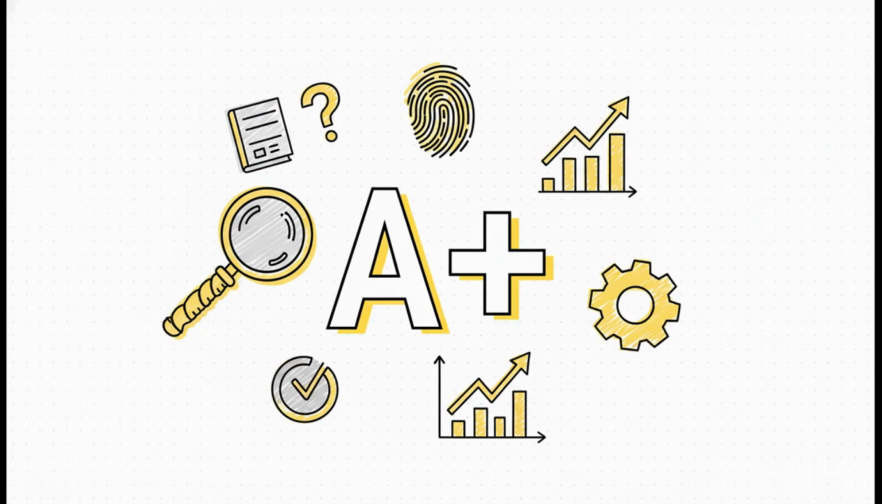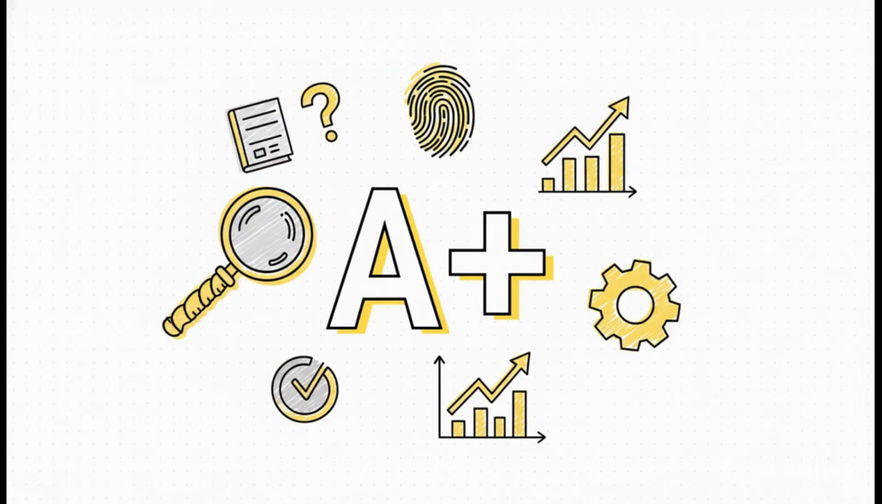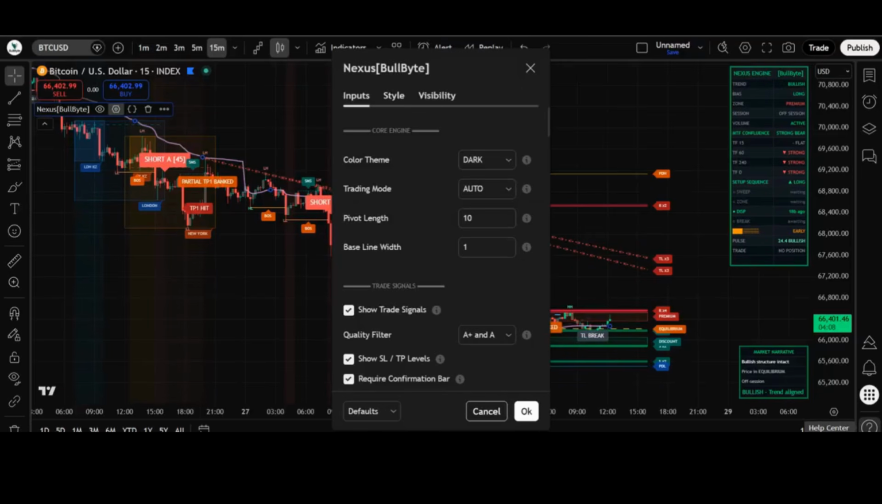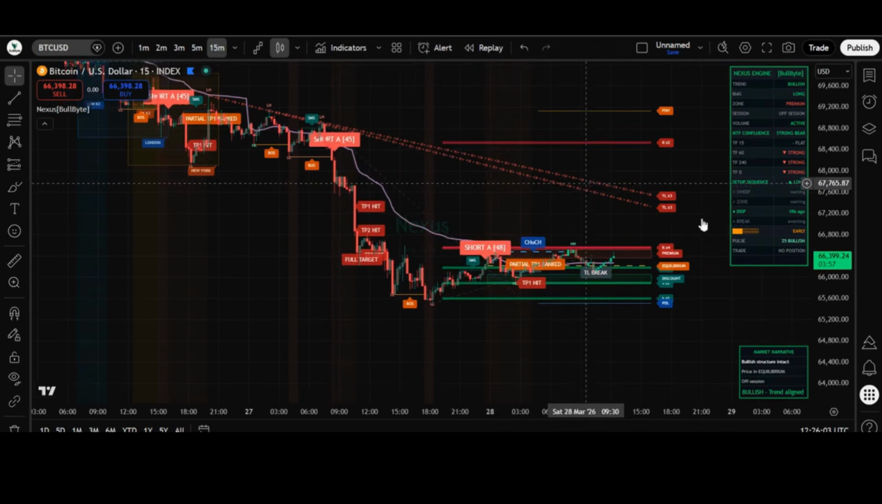A plus is 52 and above, the highest conviction setups, where multiple independent factors have all aligned at the same time. A is 40 to 51, strong setups with solid confluence across most dimensions. B is 28 to 39, moderate setups, and C is below 28. By default, the quality filter is set to A plus and A, giving you the best balance of quality and frequency. If you want fewer signals with maximum selectivity, set it to A plus only. For broader coverage, use B and above.